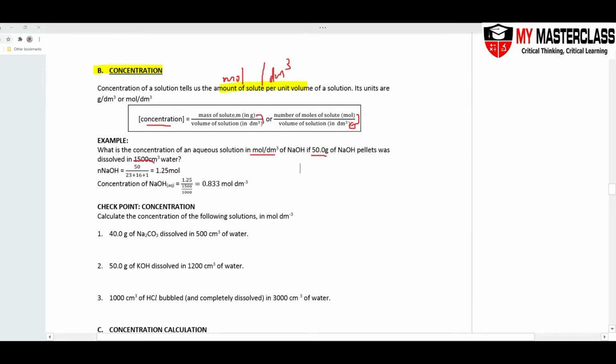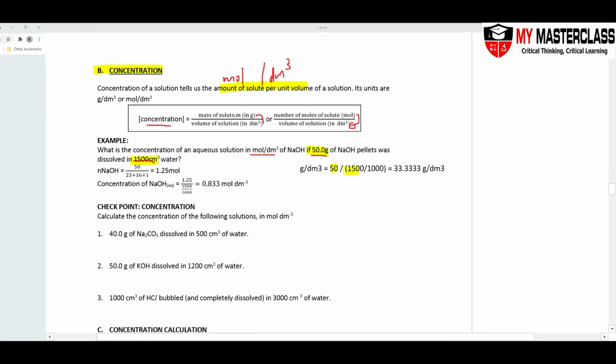The gram per dm cube will be 50 divided by 1500 divided by 1000, which is 33.3 gram per dm cube. Why do I do this? Because the question is telling me I have 50 grams, and I put it inside 1500 cm cube water. So it is 50 grams per 1500 cm cube.